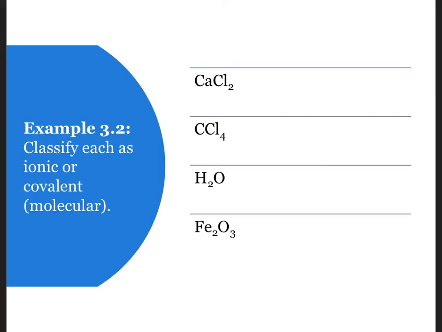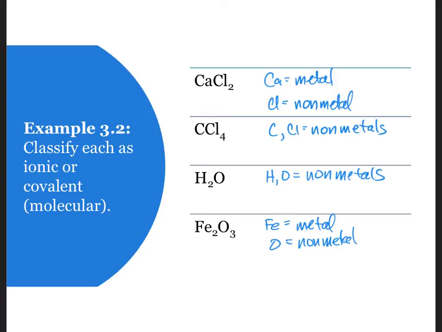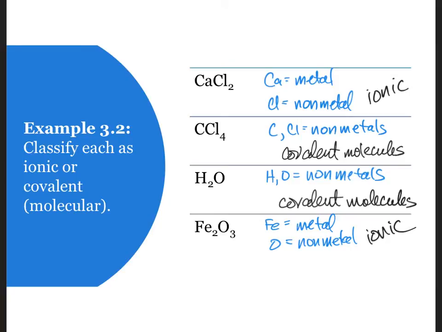Before we can name compounds, we need to identify them as ionic or covalent compounds. Which compounds are ionic? Which compounds are covalent? Calcium chloride and iron(III) oxide are both ionic compounds since they contain metal and nonmetal atoms, while carbon tetrachloride and water are covalent or molecular compounds containing only nonmetal atoms.